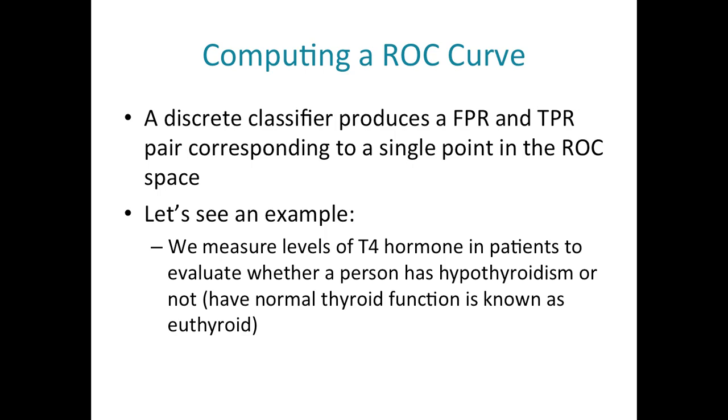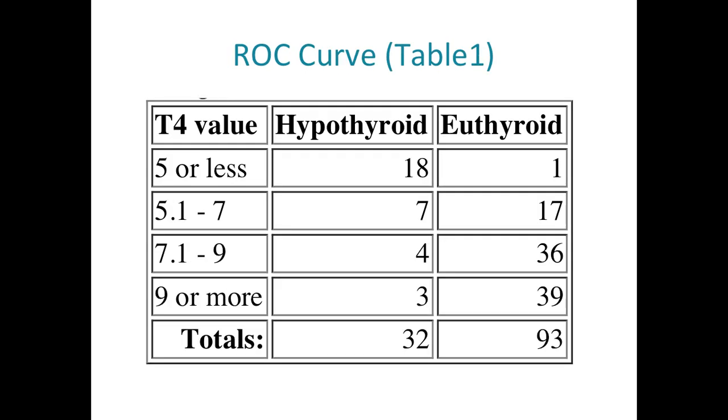So the example that we're going to be looking into is basically a set of patients for whom we have measures of their T4 hormone levels. The T4 hormone is a hormone that indicates whether a person has hypothyroidism or not. If they don't have hypothyroidism, this is a condition known as euthyroid. And so basically in this table, what we have is the T4 value for different types of patients.